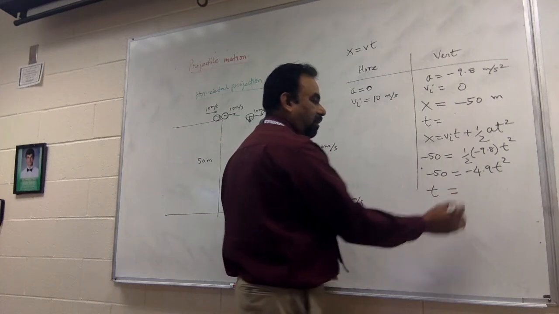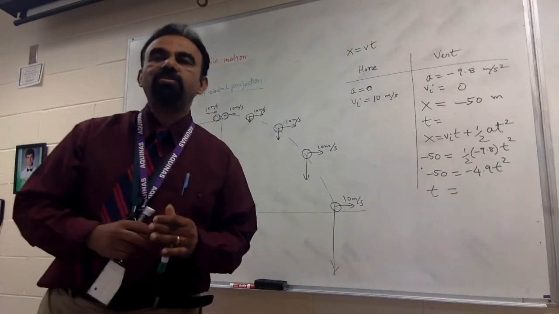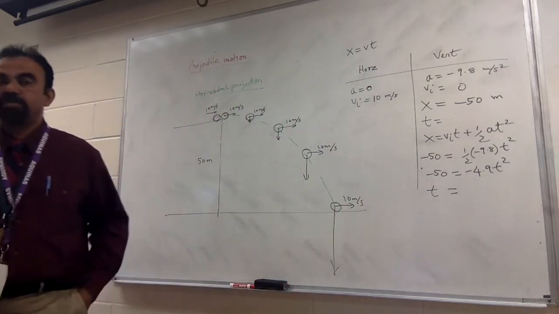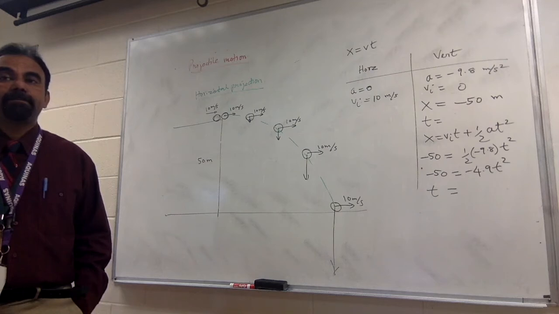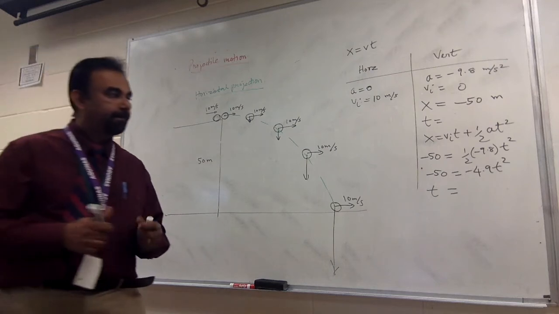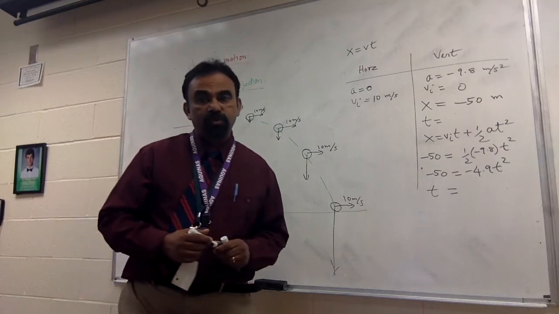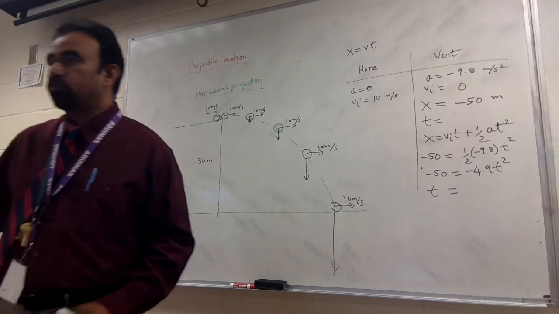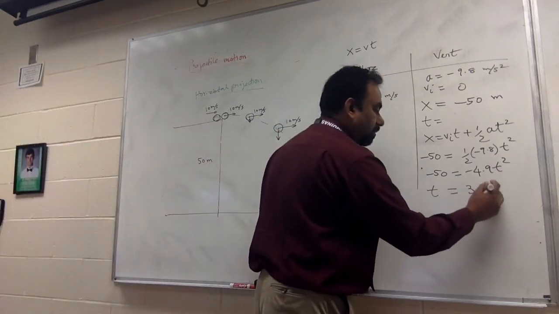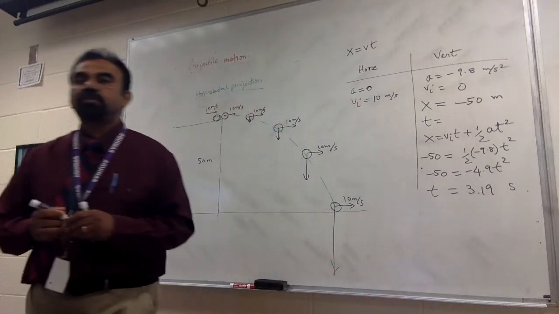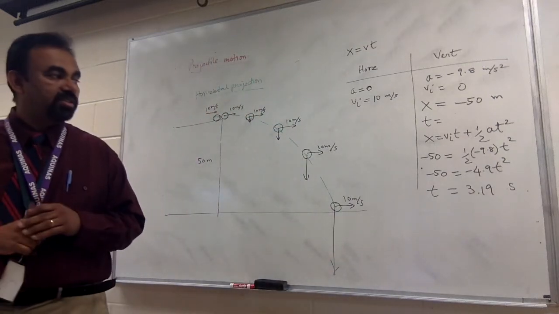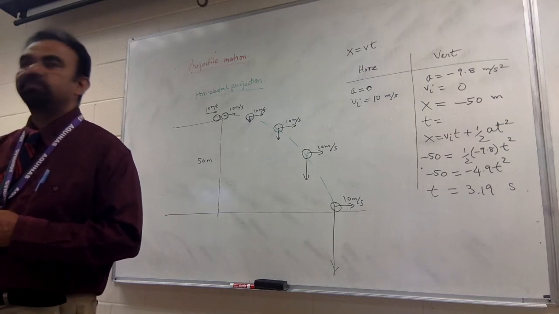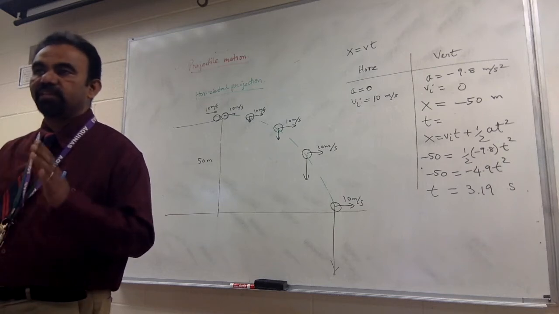So what is t? Let me see what we get. How much is time? Everyone should work. I don't want someone to just simply copy the stuff. 3.19 seconds. Good. So the time is 3.19 seconds. What you do is divide 50 by 4.9, but that will be t squared, and then square root it. Is everyone getting the answer 3.19 seconds?